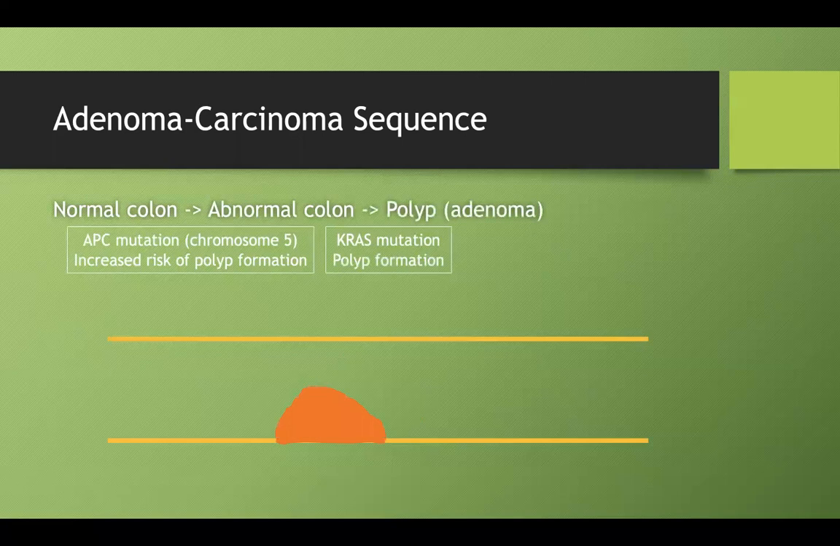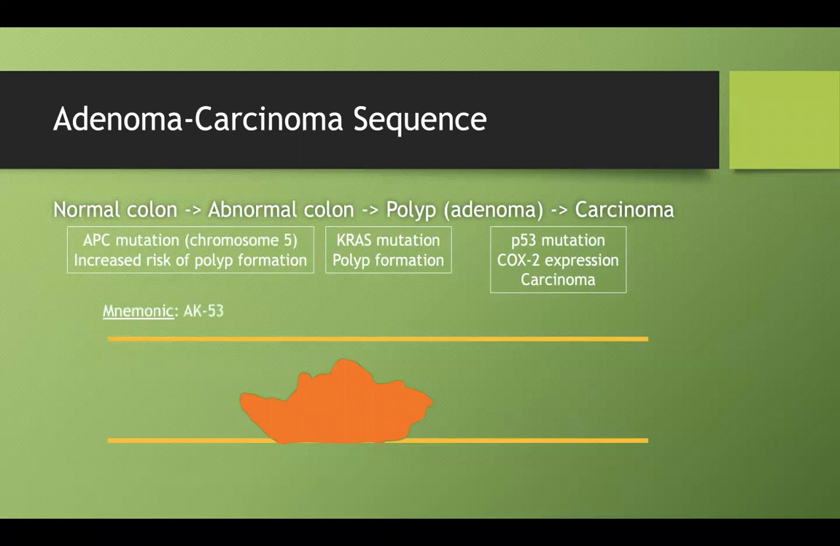Finally, that adenoma can transform into a carcinoma through a p53 mutation, as well as increased COX-2 expression. A good mnemonic for this is, instead of the common firearm, the AK-47, you can think of the AK-53, which will tell you the mutations that happen in the order of APC, KRAS, and then your guardian of the genome, P53.